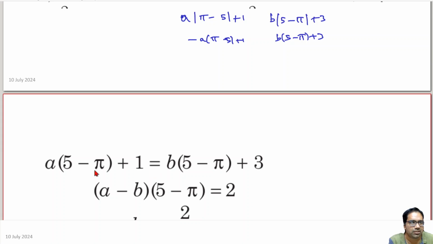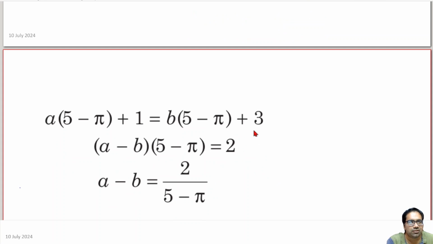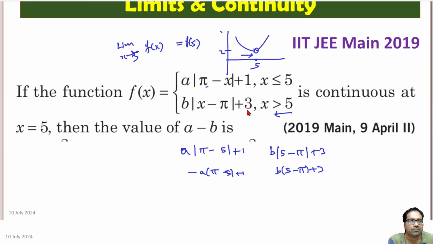Now we take this common. (a minus b) times (5 minus pi) is equal to 3 minus 1. So what is a minus b? 3 minus 1 is 2, so a minus b is 2 by (5 minus pi).